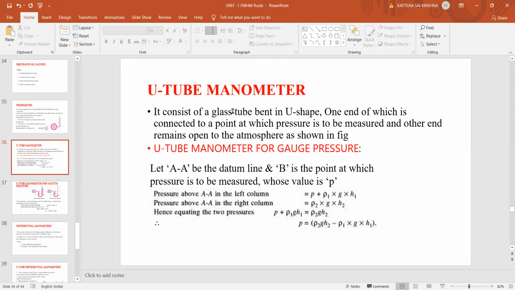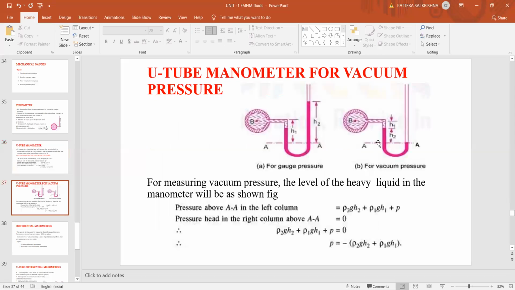Right. So first we need to know what a U tube manometer is. It consists of a glass tube bent in U shape, one end of which is connected to the point at which pressure is to be measured. Nothing but, so this is one end which is connected to our pipe where we need to measure the pressure.